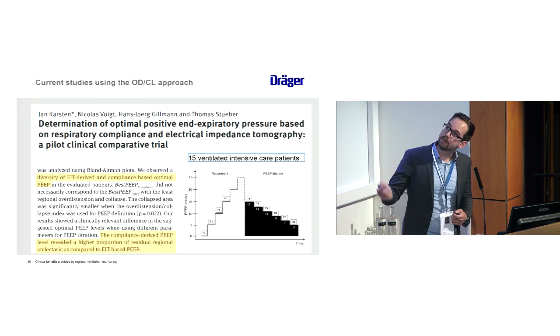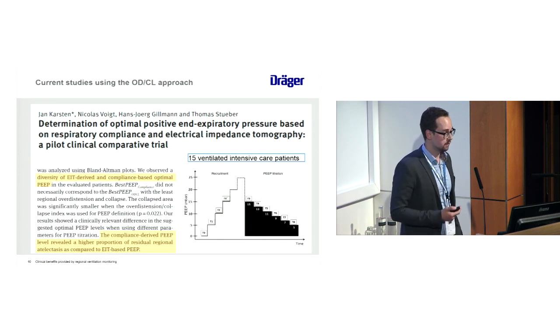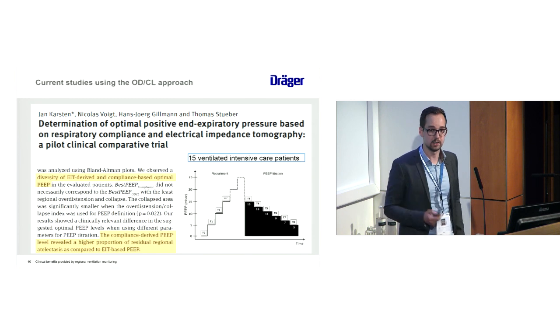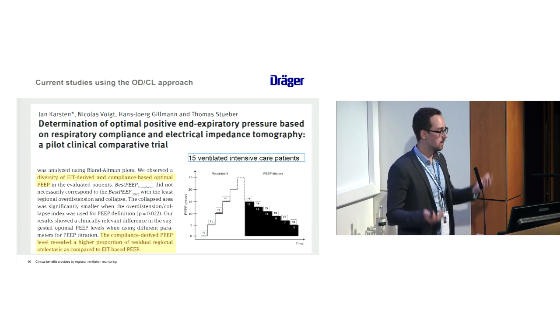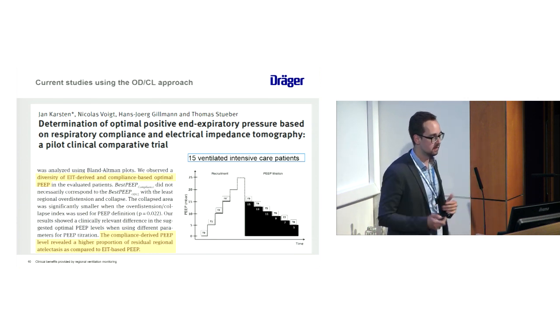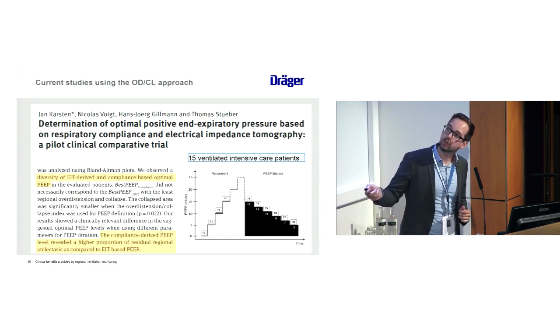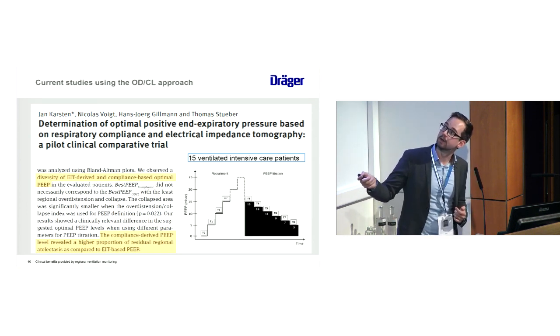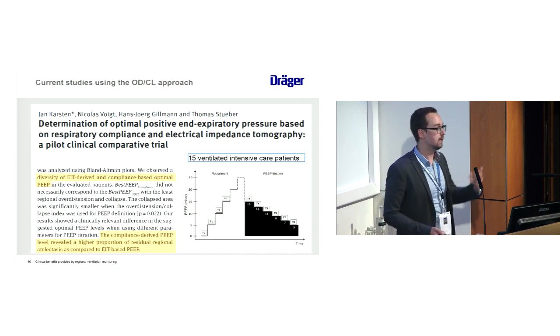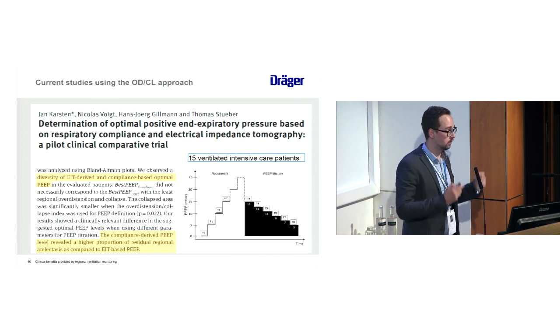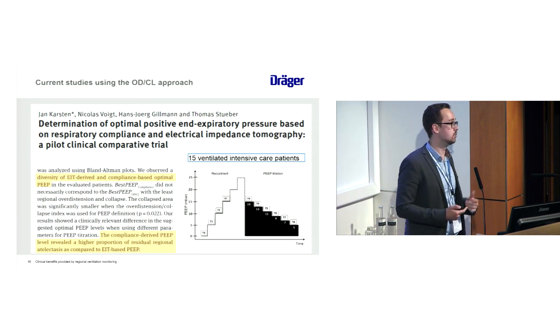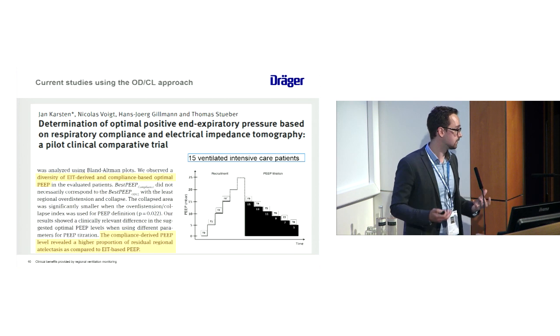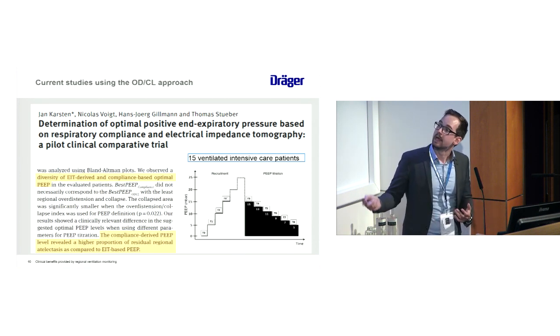This is a study that has been done by Karsten. It is one of the first studies that used this approach that I've shown you before with the overdistension and collapse maps, where they were comparing 2 methods to find the best PEEP, I mean, if there is such a thing. What they did is they used a compliance-based best PEEP, so basically going through a recruitment and afterwards following a decremental PEEP trial. They were comparing the PEEP that was shown with the best global respiratory system compliance and also the best PEEP according to the overdistension and collapse maps. And they found that there was a difference, that these two things are not the same. They found that the compliance-derived PEEP had a higher portion of residual atelectasis compared to the EIT-based PEEP.